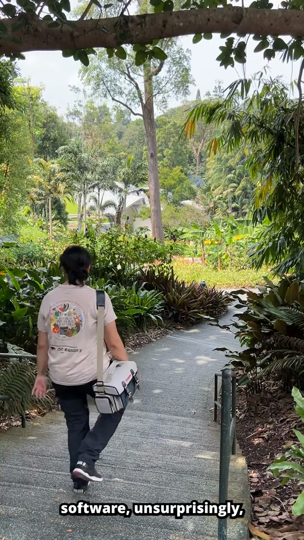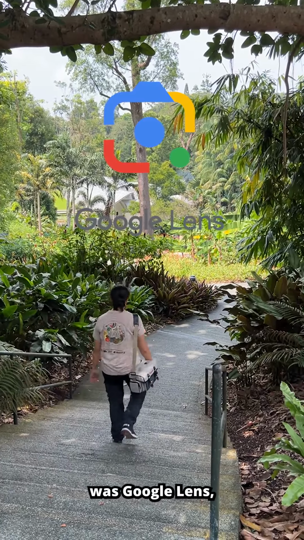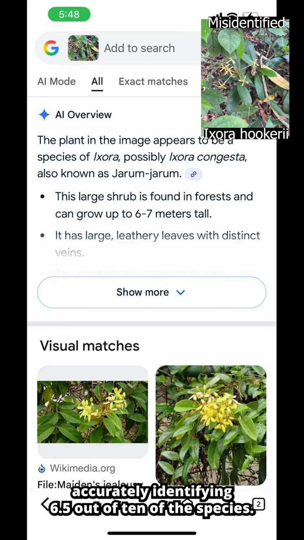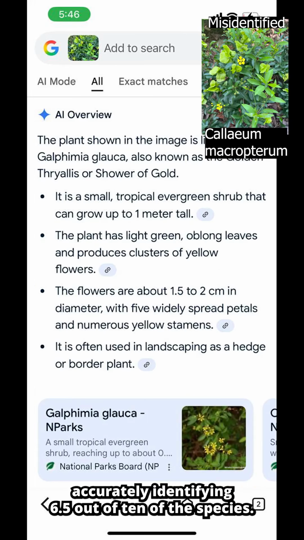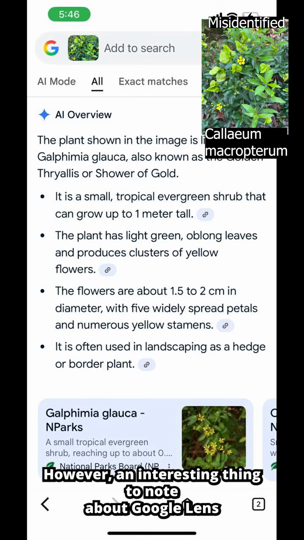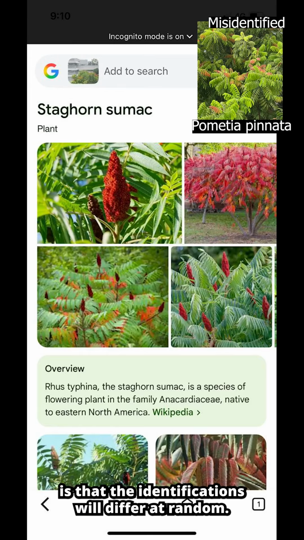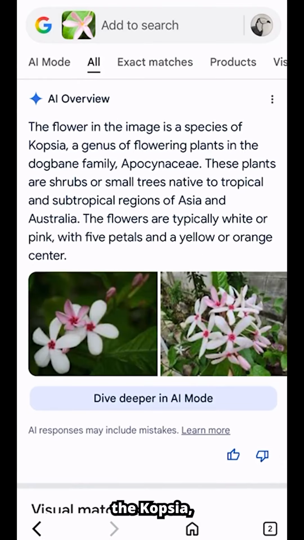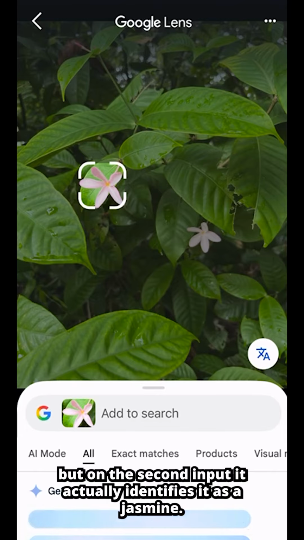The worst performing software, unsurprisingly, was Google Lens, but it really wasn't that far behind the more specialized softwares, accurately identifying 6.5 out of 10 of the species. However, an interesting thing to note about Google Lens is that the identifications will differ at random. For example, here on the first input it accurately identifies Decopsia, but on the second input it actually identifies it as a jasmine.